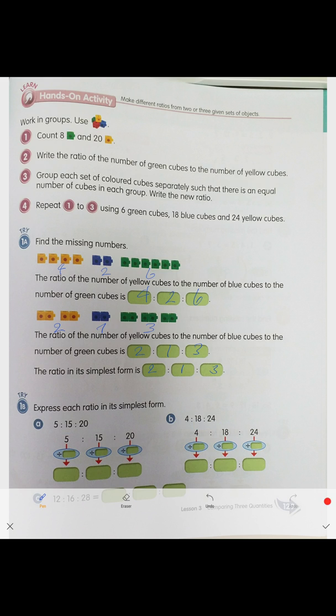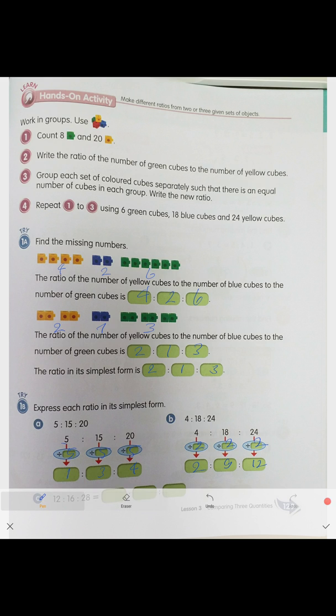I'm pretty sure you can do it yourself. The common factor is 5 everywhere: 5, 15, and 20. And that's going to be 1, 3, and 4. If you look at this, they're all even, so you can divide them by 2. The common factor is 2, and the answer will be 2 to 9 to 12. Okay, C.